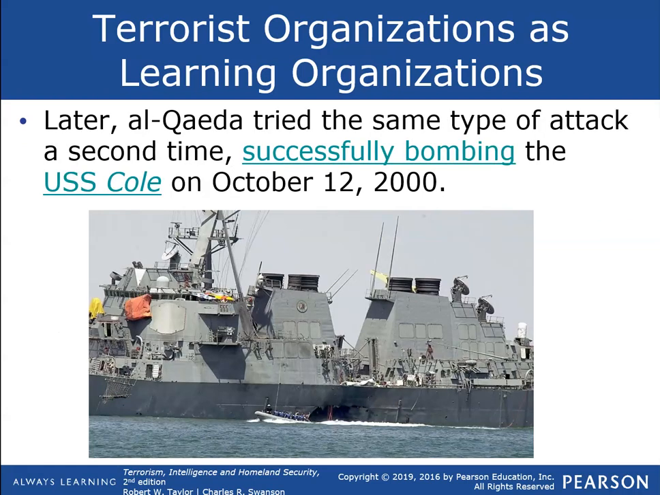Well, later, Al-Qaeda tried the same type of attack a second time, this time successfully bombing the USS Cole on October 12th, 2000, because they learned from their first mistake. And that's part of a learning organization. So just as we look at it as it's tied to terrorism, we can apply this to business situations where you're going to make some bad investments or different mistakes, and you're going to learn from those, and therefore you're going to change your operational system. And hopefully that makes sense.